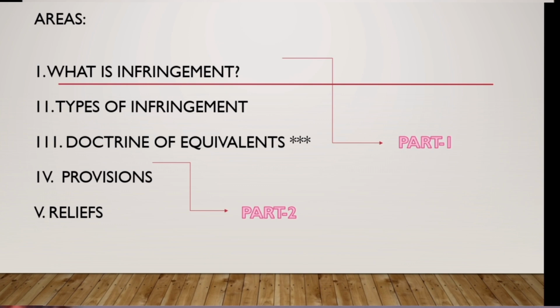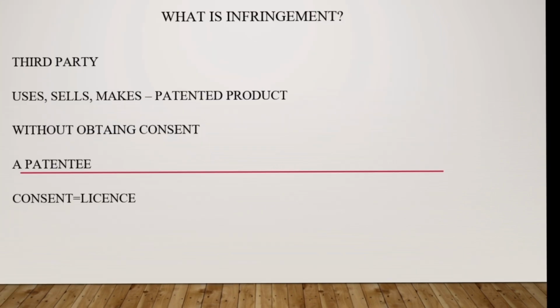Okay, let's move to see what is infringement. These all are key words for our better understanding. Infringement usually occurs when a third party who is not a patentee uses, sells, or makes any patented product or process of product without the consent of a patentee. Here, this consent also refers to license. The license can be divided into two types. One is voluntary license and another one is compulsory license. This is also an important question. We will cover it in our upcoming video.